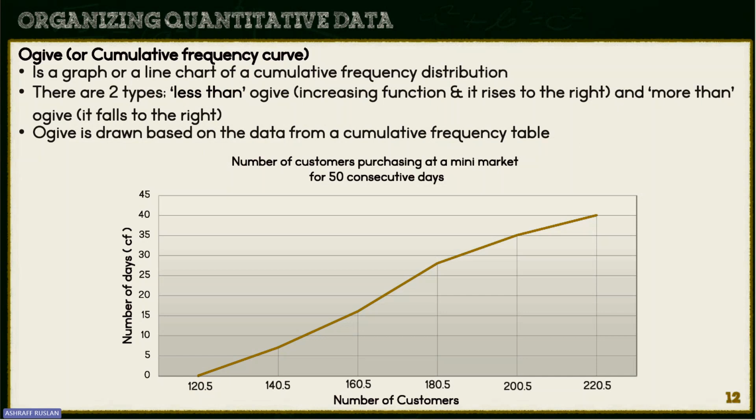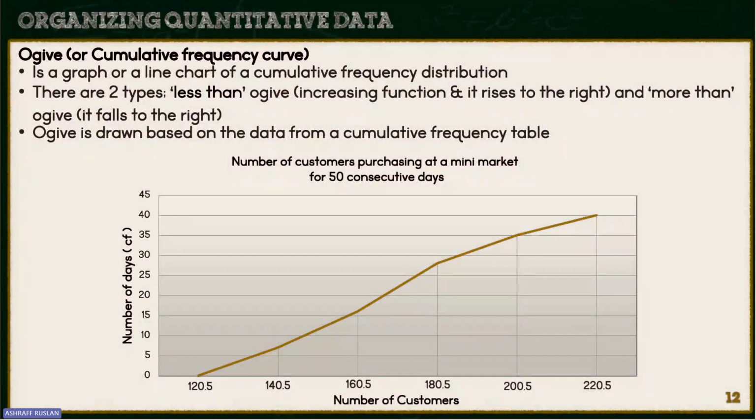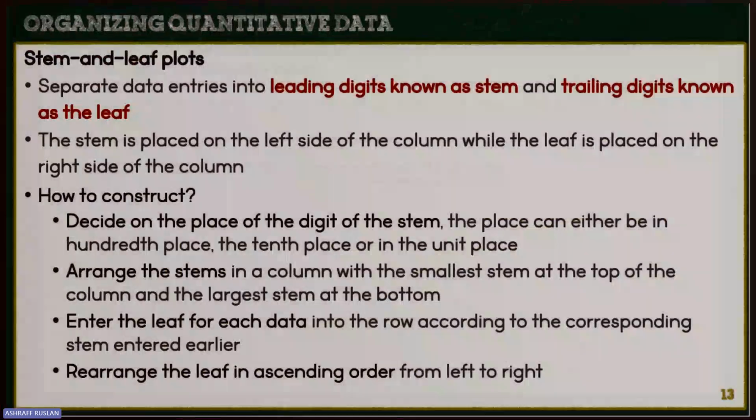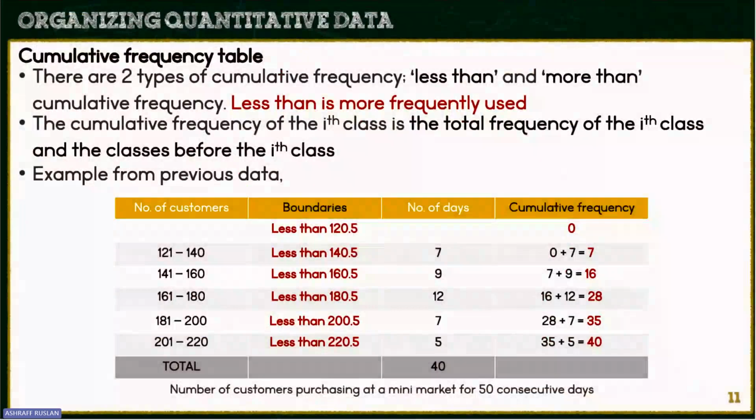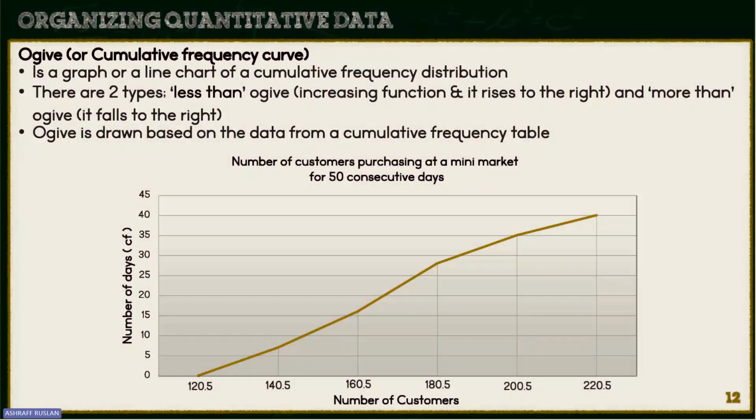So kalau kita tengok cumulative frequency untuk the first 120.5, kat mana kita dapat 120.5 here, the frequency is 0. So that's why dia duduk dekat bawah ni. So kita akan crosskan lah 120.5 and 0. And then the next boundary is 140.5 where the cumulative frequency is 7, right? So kita akan nampak dia akan naik sehingga 7 with respective 140.5.